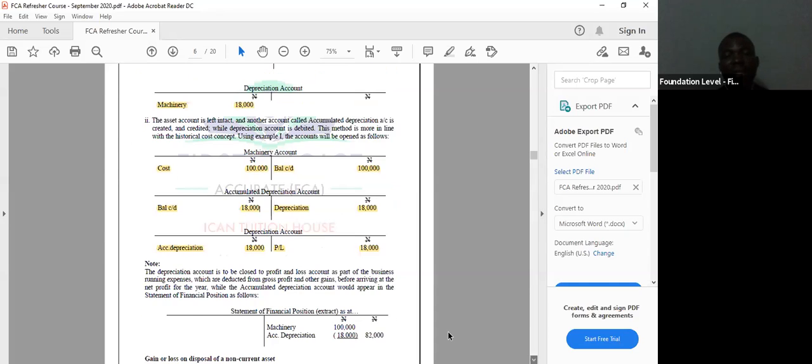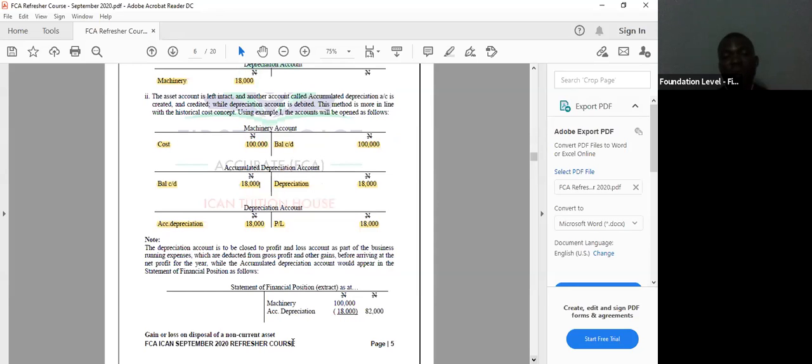Now, the way it's going to appear is this. Can you see? This is an extract. We have the machine at 100,000, which will not change, and the accumulated depreciation is 18,000. So 100,000 minus 18,000 will give us 82,000. Now, for the second year, it will also not be under this one.